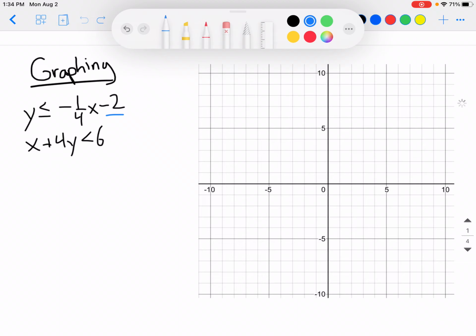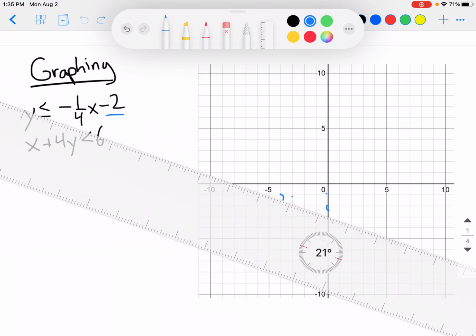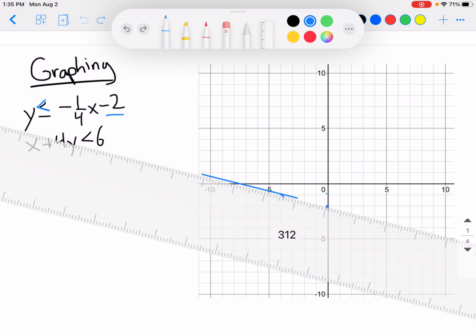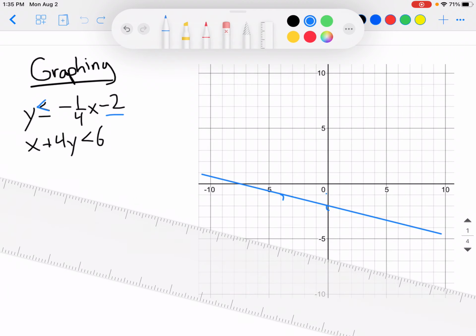So we'll start at -2 on the y-axis, and then we're going to go up 1 and back 4. So 1, 2, 3, 4, right there. I'm then going to use my ruler to graph its line. So let's see here, right about there. It is less than or equal to, so that means that I can draw a solid line right through it. Perfect.